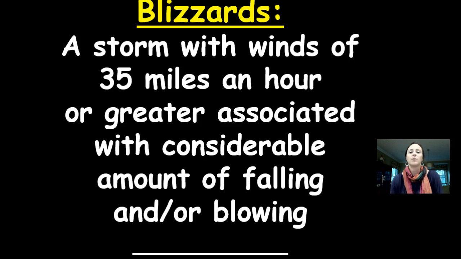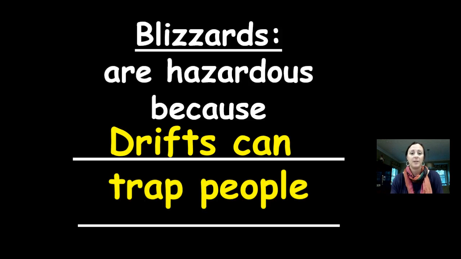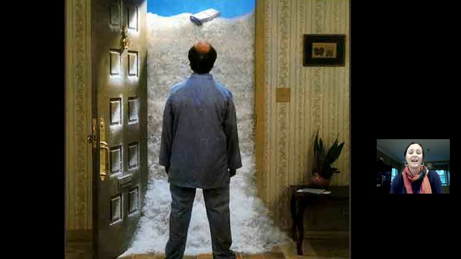Blizzards are storms with winds of 35 miles an hour or greater, associated with a considerable amount of snow, blowing and falling. Blizzards are hazardous because drifts can trap people, and you may have experienced that in a winter, like this poor guy.